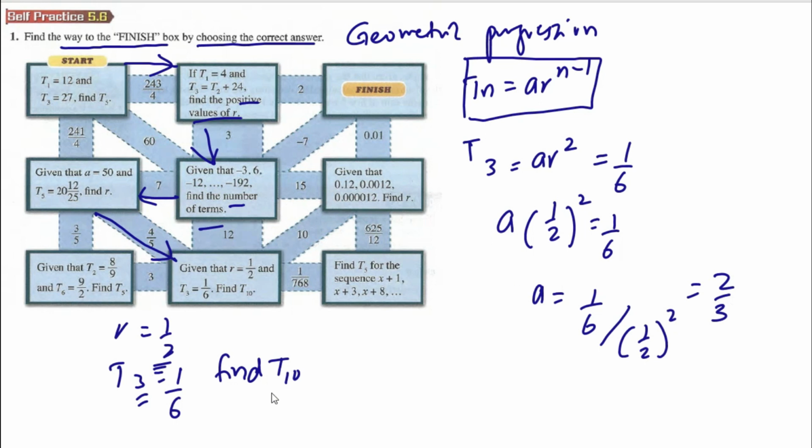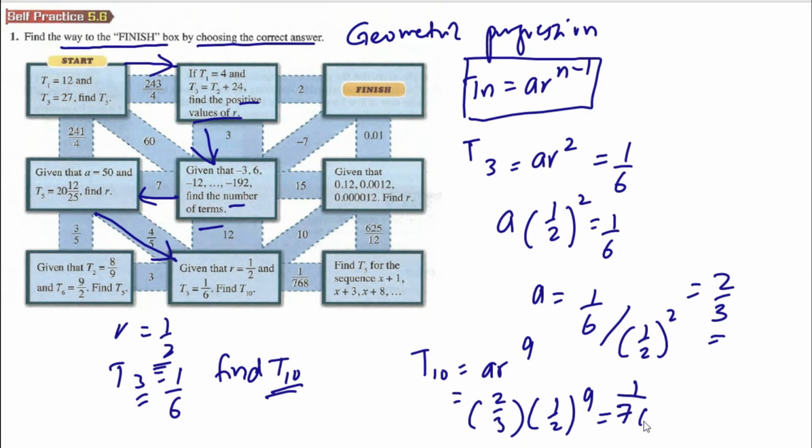So what do we want to find? T10. So T10 is equal to A R to the power of 10 minus 1, A R to the power of 9. So A is equal to, we get 2 over 3, times R, which is 1 over 2 to the power of 9, which is equal to 1 over 768. So 1 over 768 is this answer.